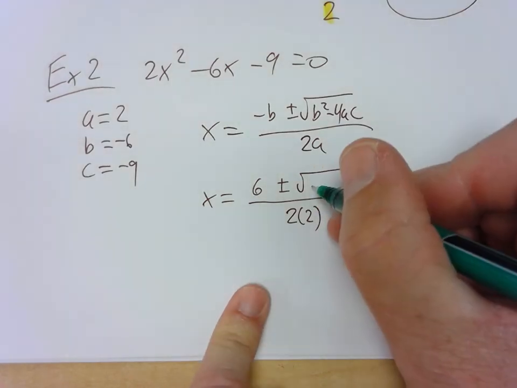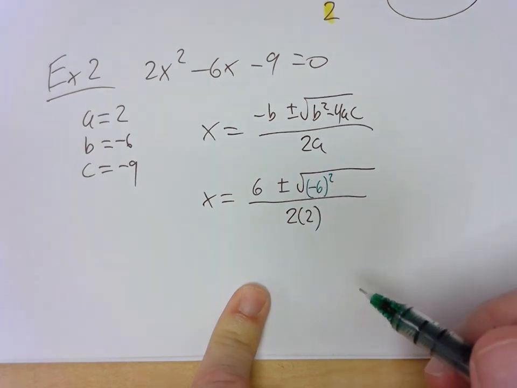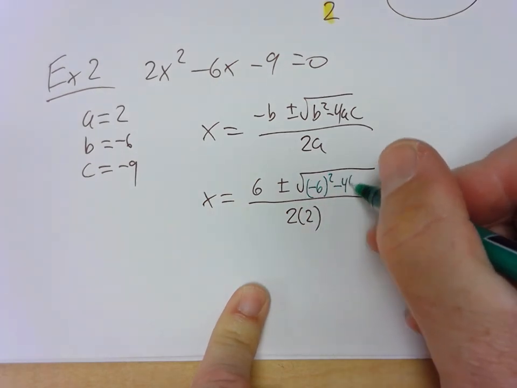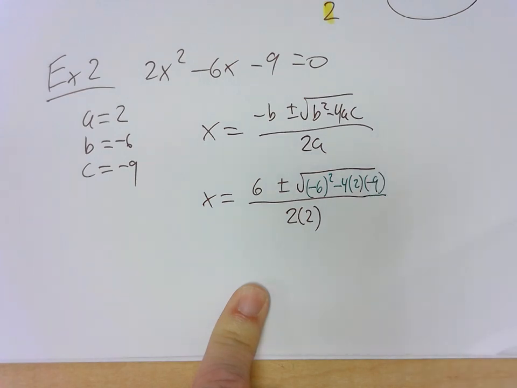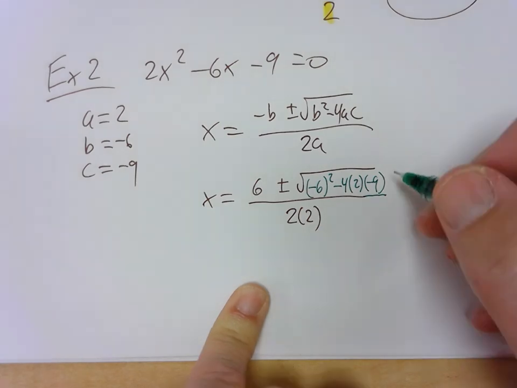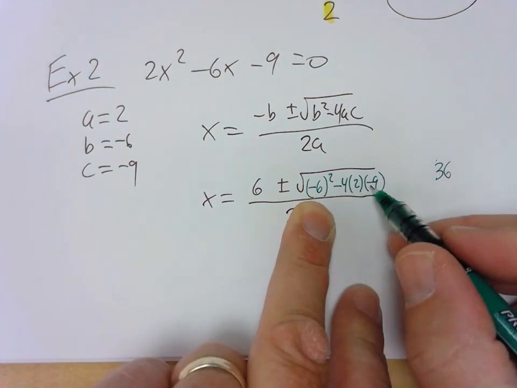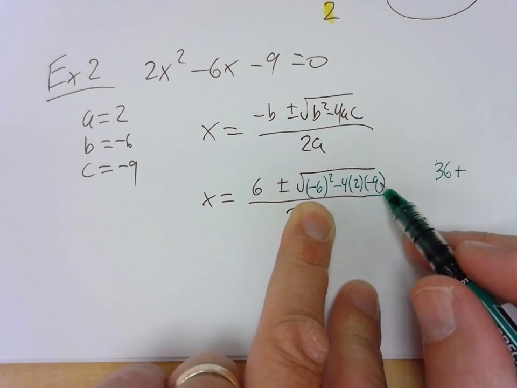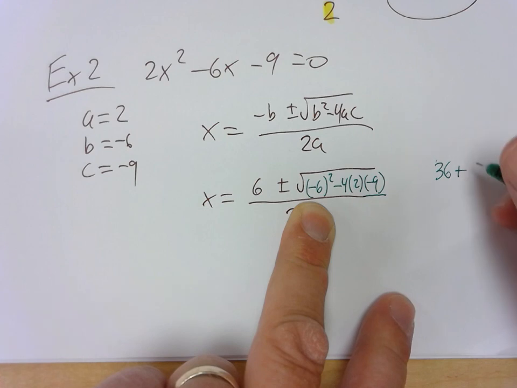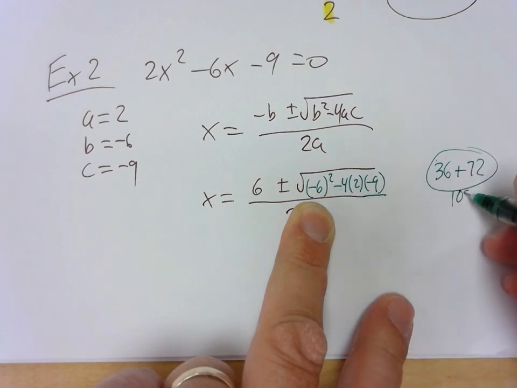So b squared is going to be negative 6 squared. Make sure if you're going to use a calculator, you put that in parentheses so that it squares the negative. b squared minus 4 times a, which is 2, times c, which is negative 9. All right. Now we have to figure out what this is. That squared is 36. And then a negative times a negative is positive. So this would also be 36 if I multiply those two together, and then doubled would be 72. So 72. And if you add those together, this thing underneath here would be 108.